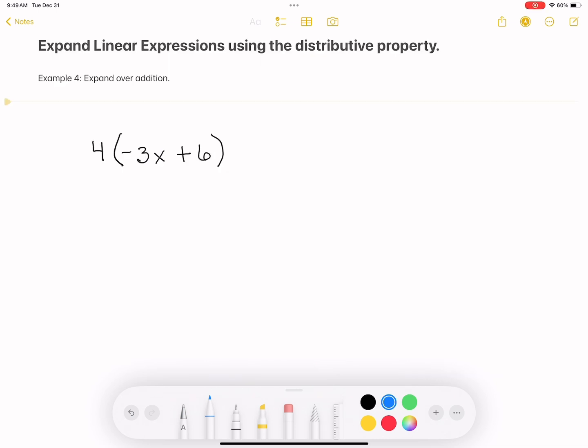Our next example says to expand linear expressions using the distributive property. All distribution is multiplying over our parentheses, because parentheses mean to multiply. So we take 4 times negative 3x, which would equal negative 12x. Then we're going to take our 4 and multiply by a positive 6. So that's going to give us positive 24. So my final answer for 4 times negative 3x plus 6 is going to be negative 12x plus 24.